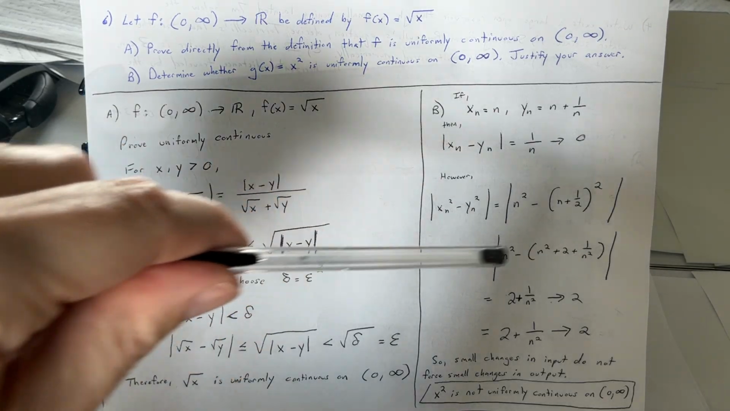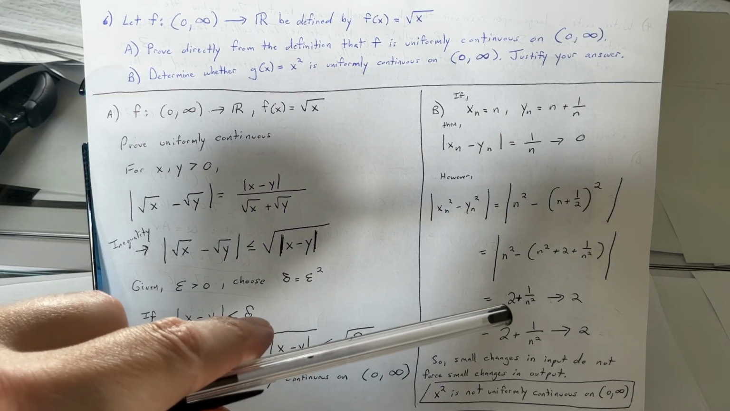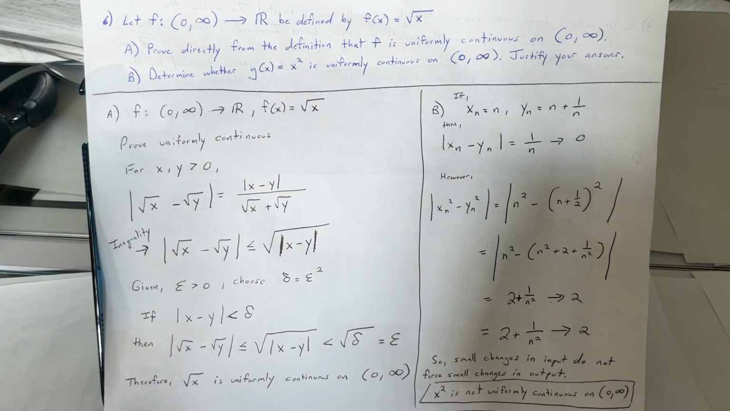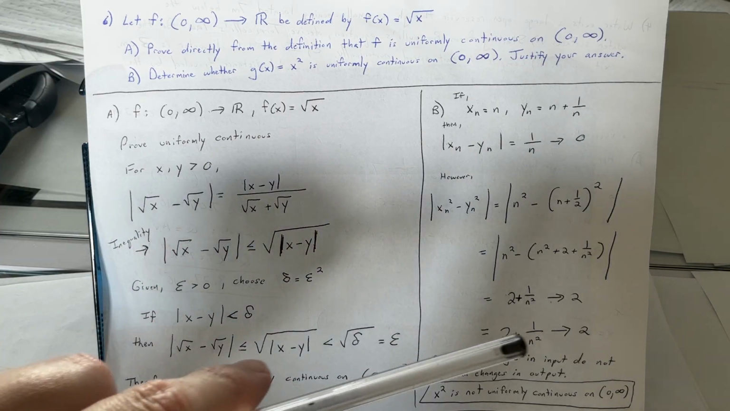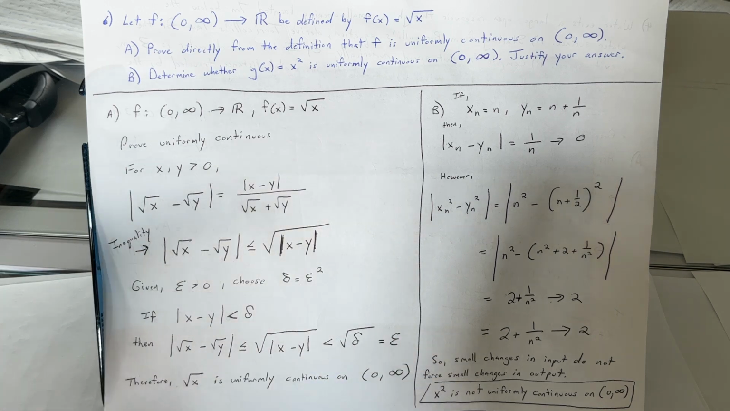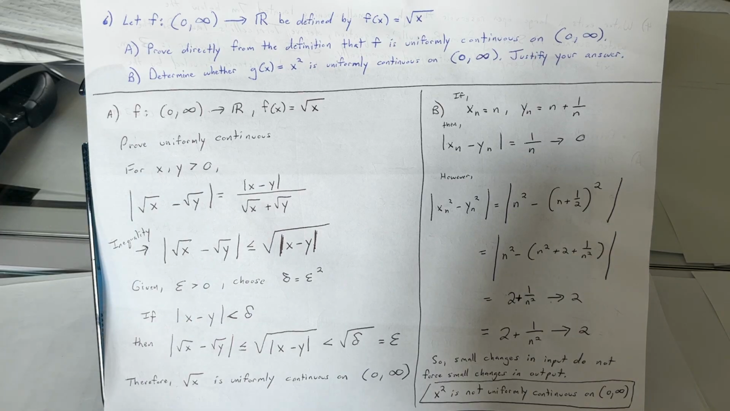We expand these terms, compute, and we're going to get, after taking the absolute value, 2 plus 1 over n squared. That's going to 2. So that 2 plus 1 over n squared going to 2. We could conclude, so small changes in input do not force small changes in output. So we could say x squared is not uniformly continuous on the interval 0 to infinity. So that takes care of number 6.